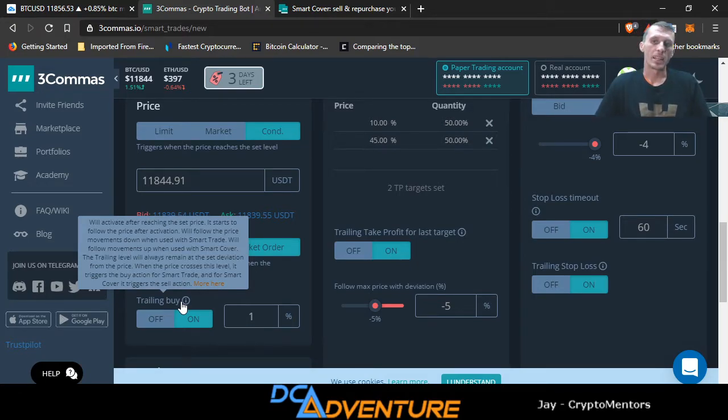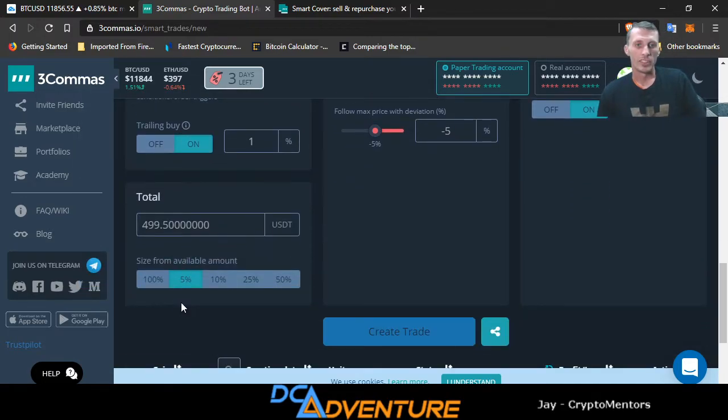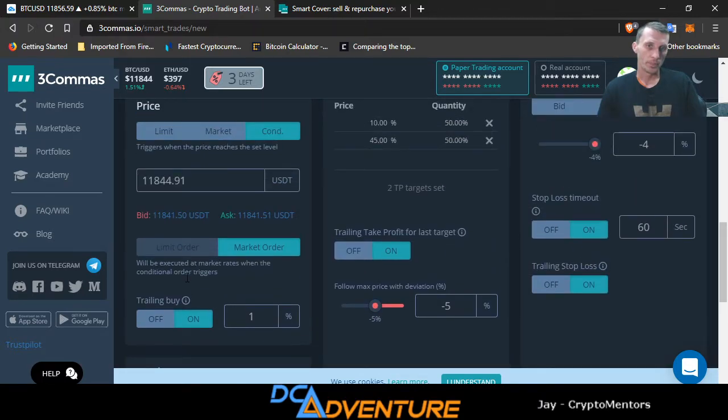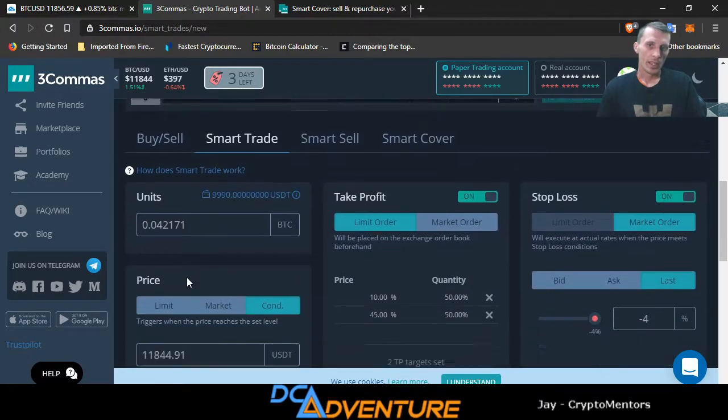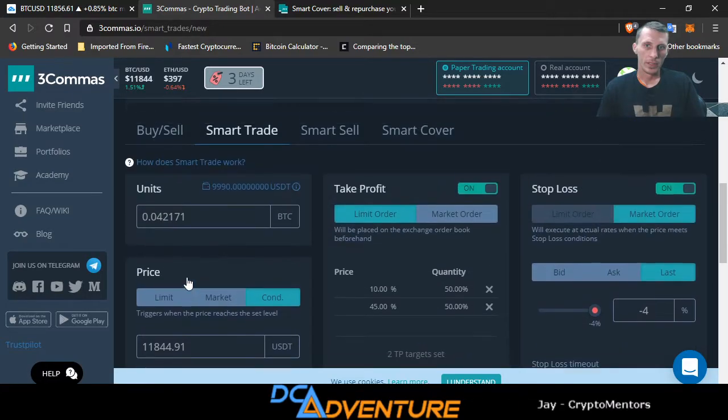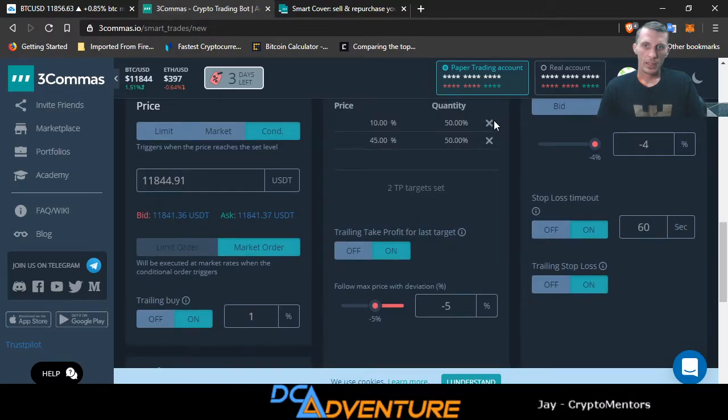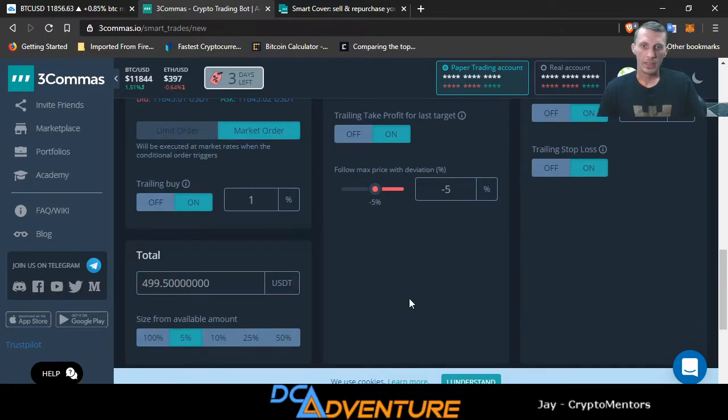Like I said, because take profit, you're really buying back if you're using smart cover. That's why I don't use smart cover. If I'm using this, I'm using this regular thing right here. I'm using 5% of what my holdings are, and then all you have to do, just gonna leave everything how it is.